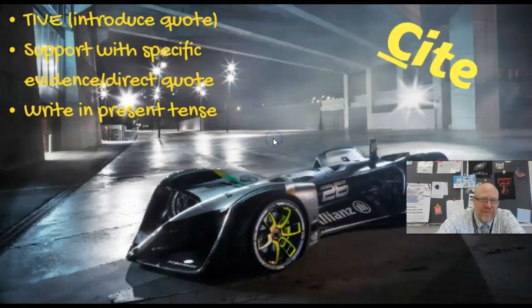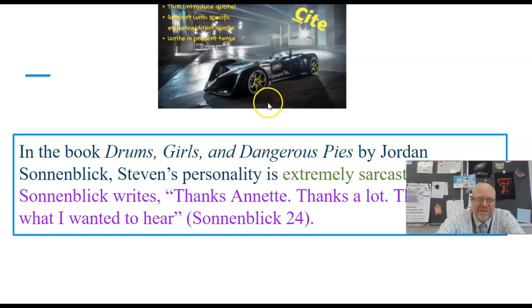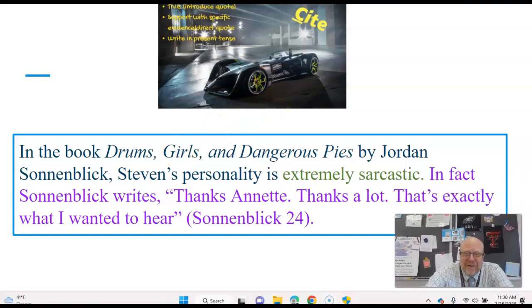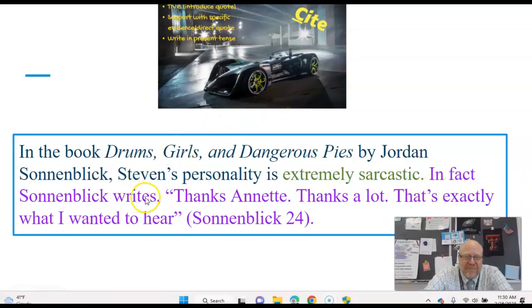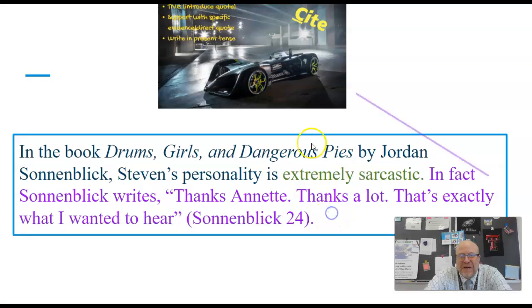All right, moving on. Cite. We have to cite evidence, quoted evidence, making sure we include the 5 P's. So for example, in fact, Sonnenblick writes, "Thanks, Annette. Thanks a lot. That's exactly what I wanted to hear." Notice I cited Sonnenblick, 24. So there is my cited evidence: somebody saying, yeah, that's exactly what I wanted to hear. Pretty sarcastic.